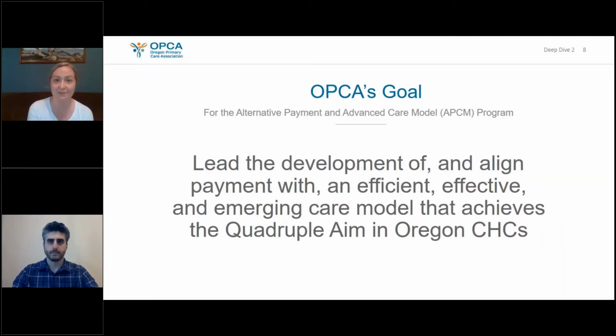This was OPCA's goal at the beginning of this program, and I won't read it aloud. Really, we're looking just to make sure that we're offering a payment model that mirrors what care the health centers want to offer. And we have been using the quadruple aim as our format for our accountability plan since the very beginning. That's quality, access, cost, and our 4th aim is population health equity.